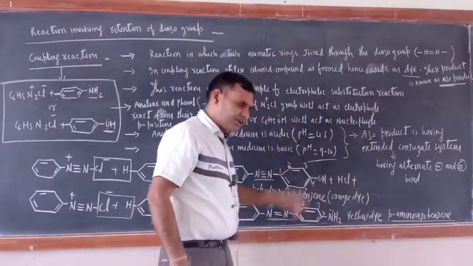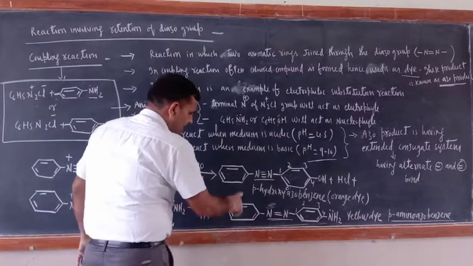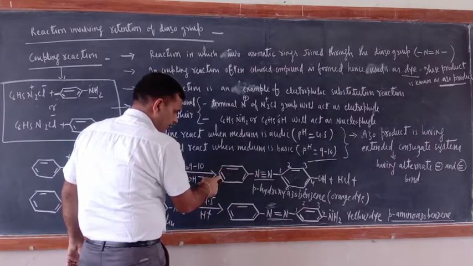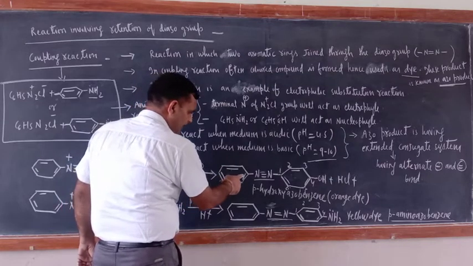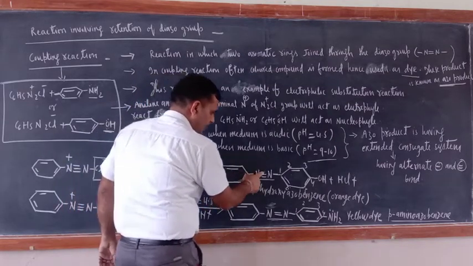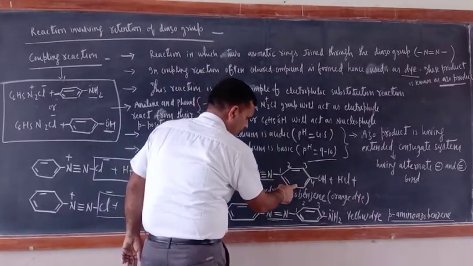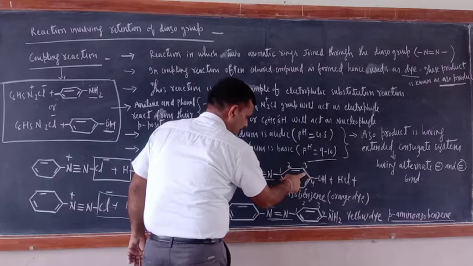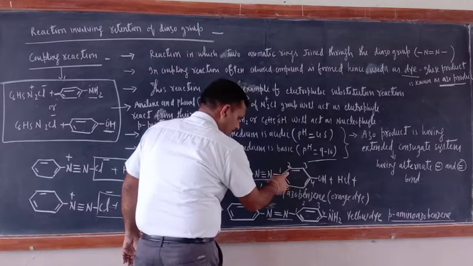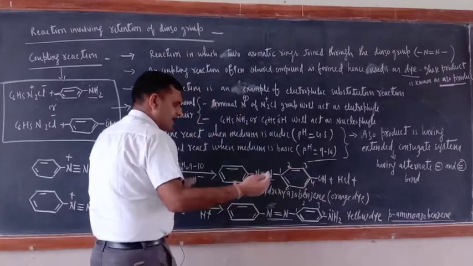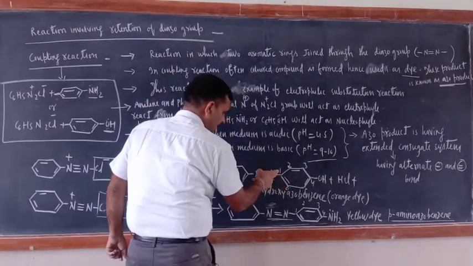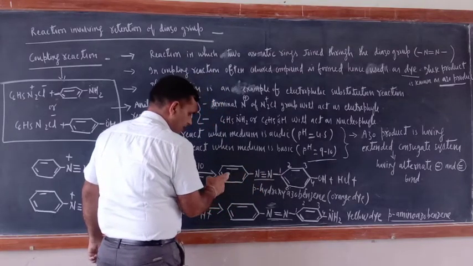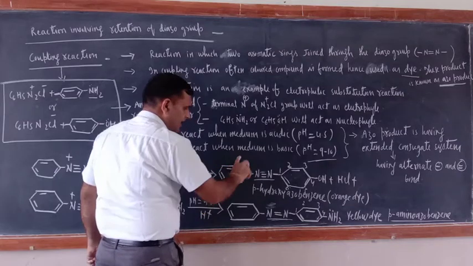Now the extended conjugate system, just understand this one. See, double bond, single bond, double bond, single bond, and so on. Just see, from any side you can start: double bond, single bond, double bond, single bond, double bond, single bond.